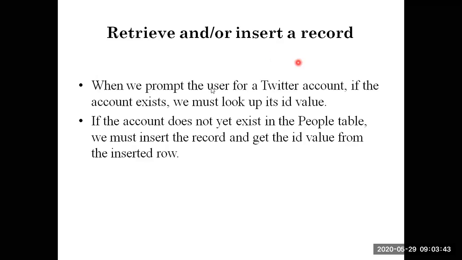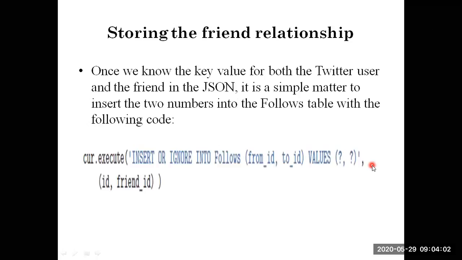the user. So when we prompt the user for a Twitter account, if the account exists, we must look up its id value. That is the first thing. And if the account does not exist in the people table, we must insert the record and get the id value from the inserted row. Okay, we will be trying to insert the row. And let's see how to store the friend relationship.